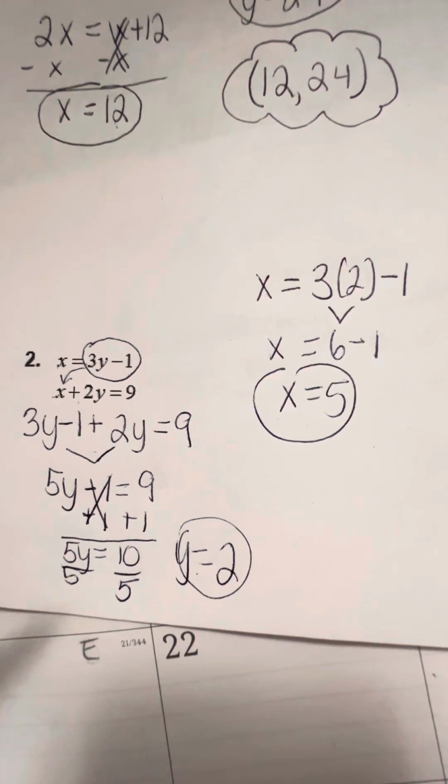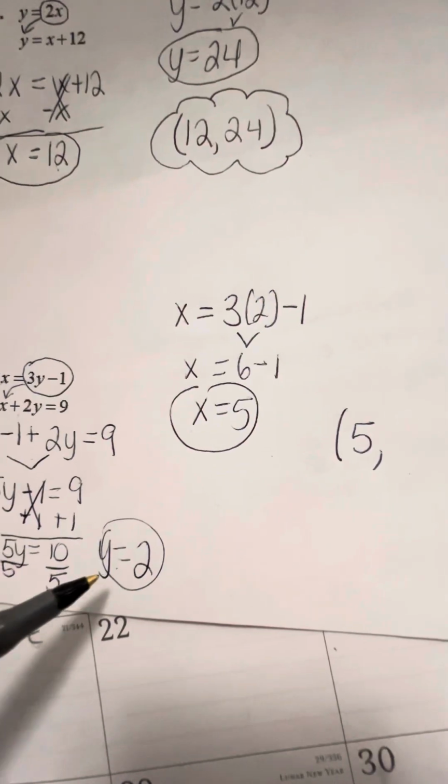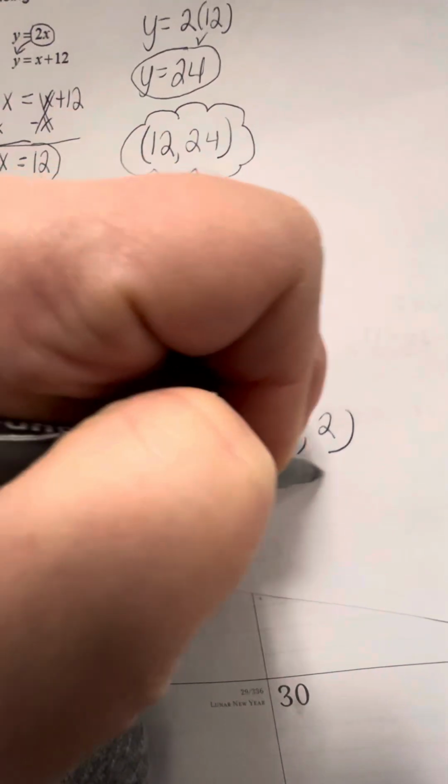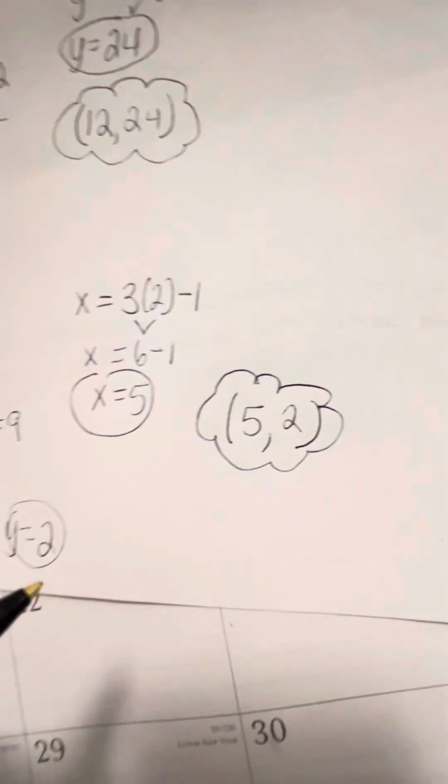Since they are both true, I know I've done this correctly, and my answer set would then be (5, 2). Again, it's in coordinate form, x followed by y in a set of parentheses.